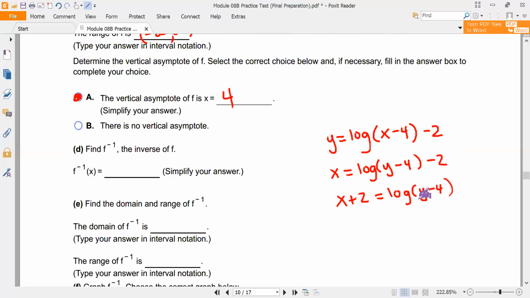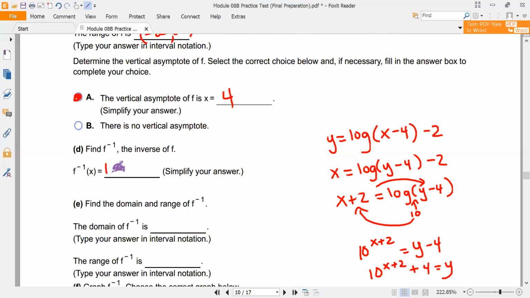And then this is a base 10 here. Remember, if it's not written, it's base 10. So to get y out of that argument, you need to convert this to exponential form. So 10 to the x plus 2 equals y minus 4. So we're going to end up adding that 4 over to get y by itself. So that is my inverse: 10 to the x plus 2 plus 4.